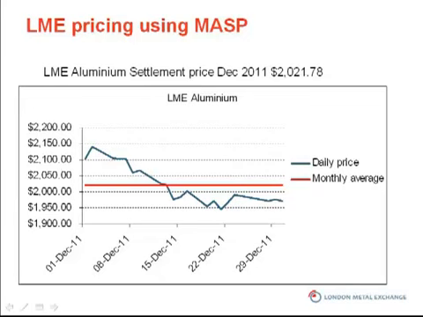But they use different formula, and we'll have a look at those in a moment. So how do we arrive at this monthly average settlement price? Well, the settlement price is discovered every business day of the month. So for example, for December 2011, as we can see here, the first business day would have been the 1st of December, and the last business day the 30th.